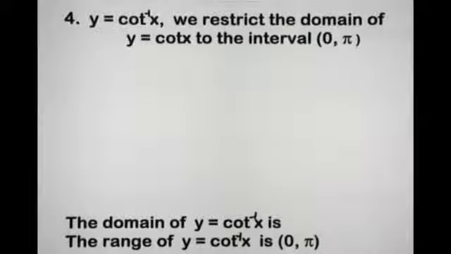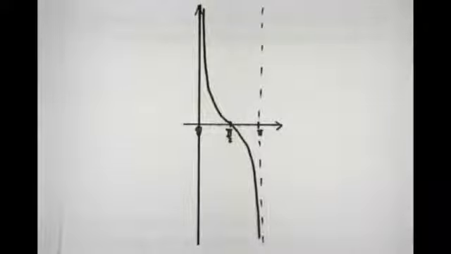Now we have cotangent inverse. We restrict the domain of the cotangent to the interval from 0 to pi. The cotangent graph is decreasing, so it is 1 to 1 when restricted from 0 to pi.